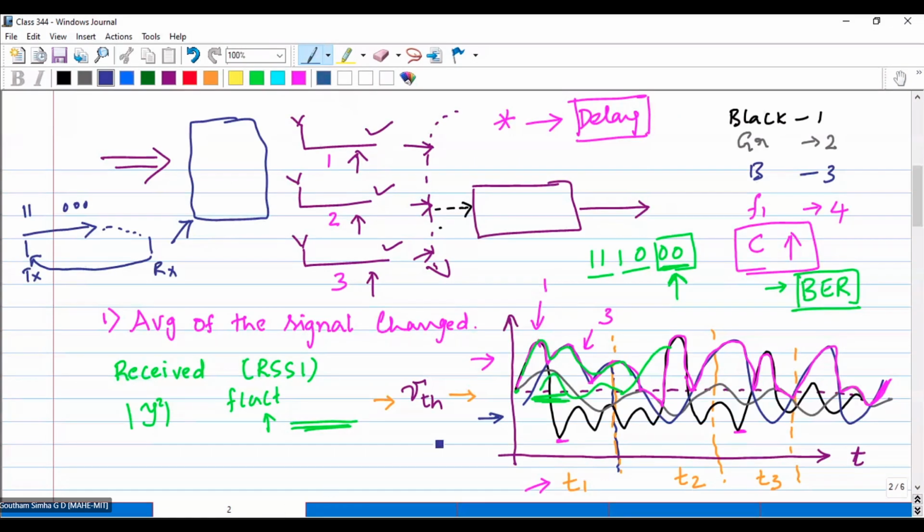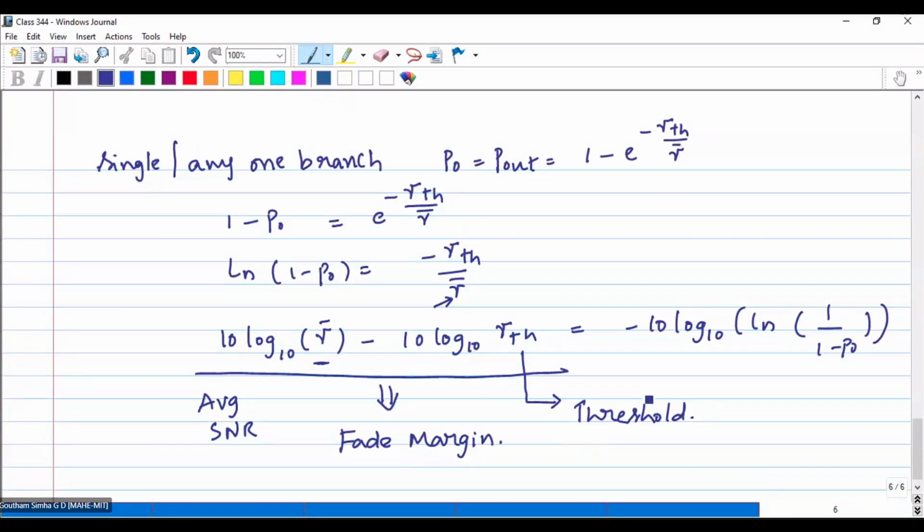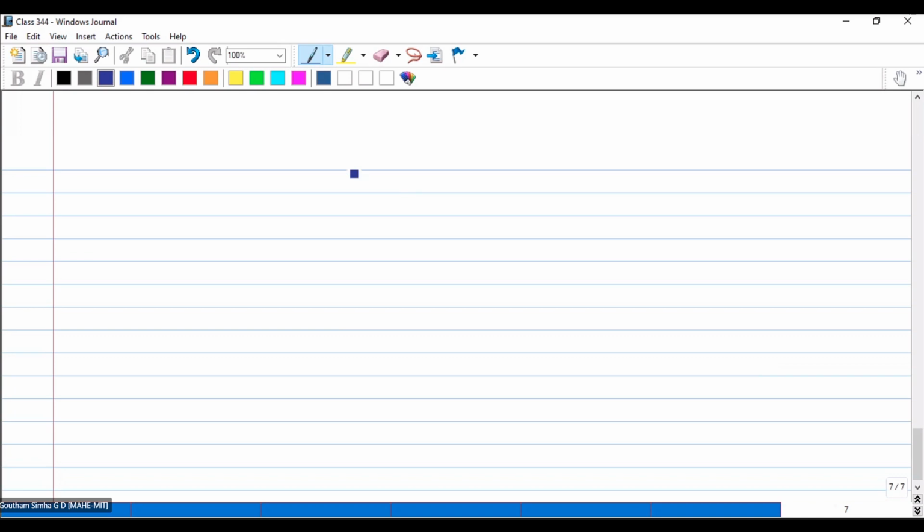If you go back to this, what is the fade margin here? What is the fade margin? And whatever I'll get here is the fade margin. Okay, signal, fade margin I know, threshold I know. From that, I'll calculate what is the outage probability expression for a given channel. Now, outage probability expression in general, it has been designed in such a way that you will get what is happening with one branch. Now, the branch has not been combined yet.